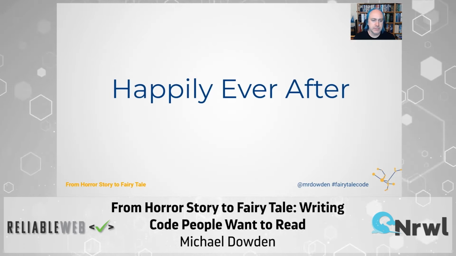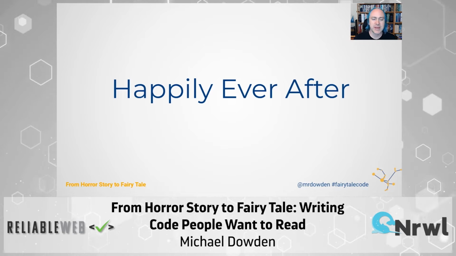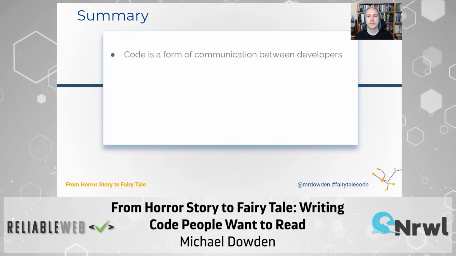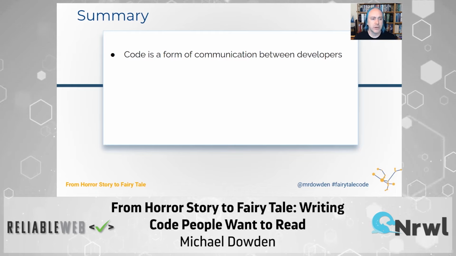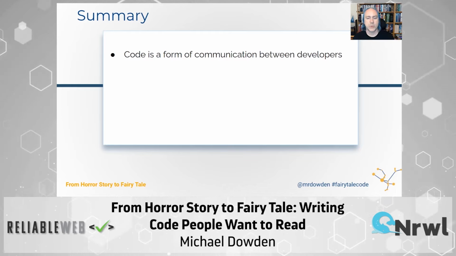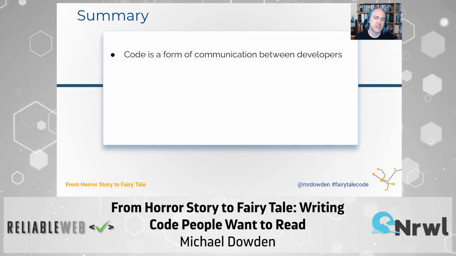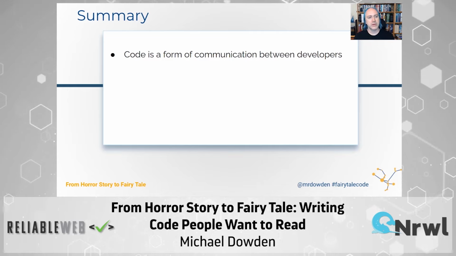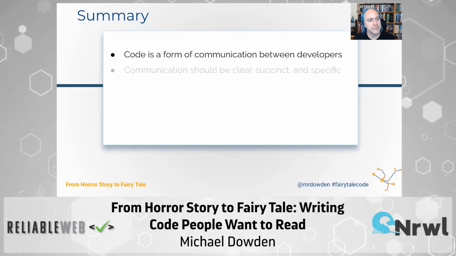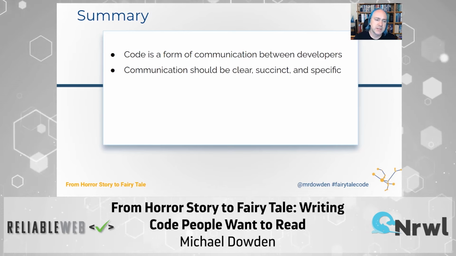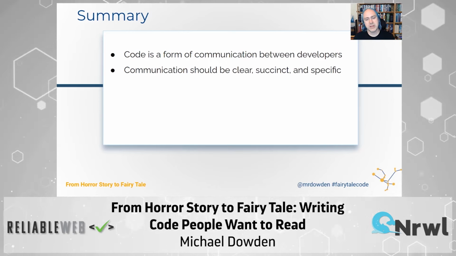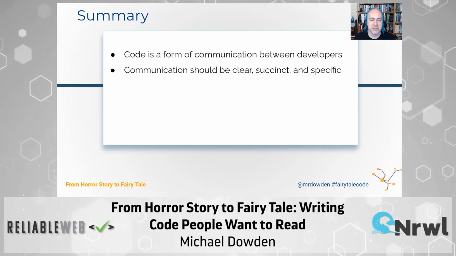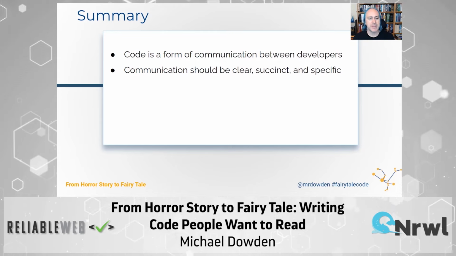So if this is a fairy tale, we all want to live happily ever after and code happily ever after. What does that look like? Well, we need to remember that our code that we write is a form of communication between developers. It's not just giving instructions to the computer. So when we're writing our code, we've got to think about the other person, right? That communication then should be clear and succinct and specific. We need to make sure that it's the next person that comes along, even if it's us 10 weeks from now, 6 months from now, that we're able to pick it back up and that we understand what was going on.